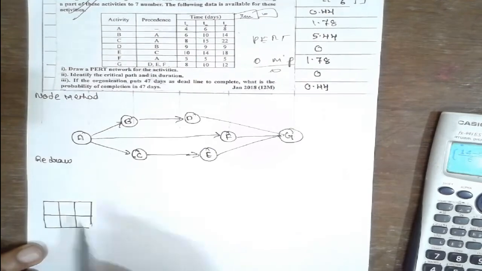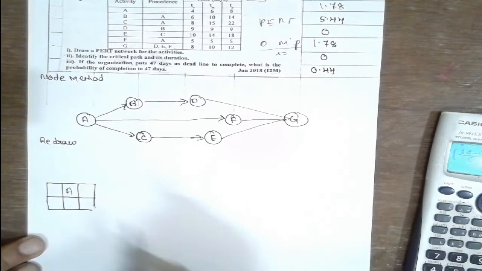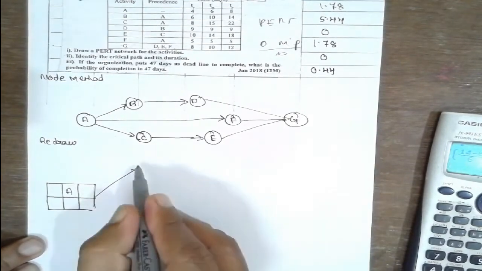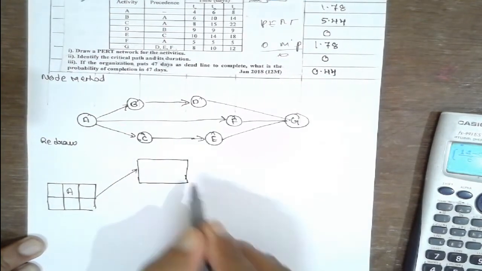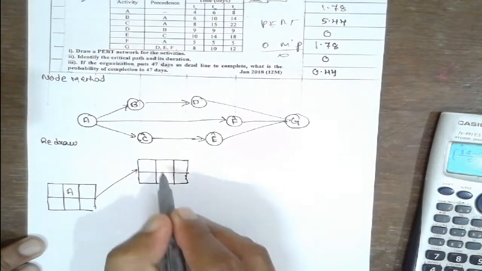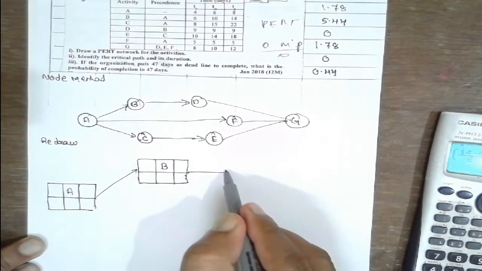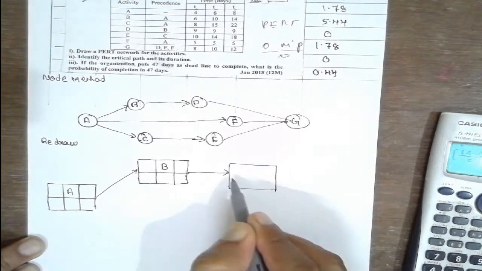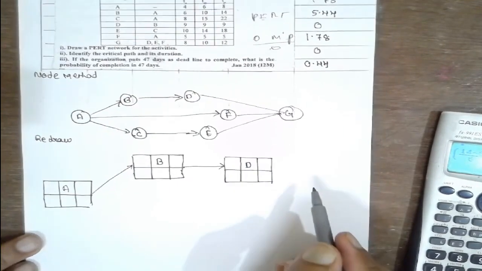I'm going to use this procedure in order to find out the critical path. Now I will write A here at the center of this box. Next, B, again I will construct a box at the center. I will write B. D, show the arrow, D at the center, it is D, it is a node method.